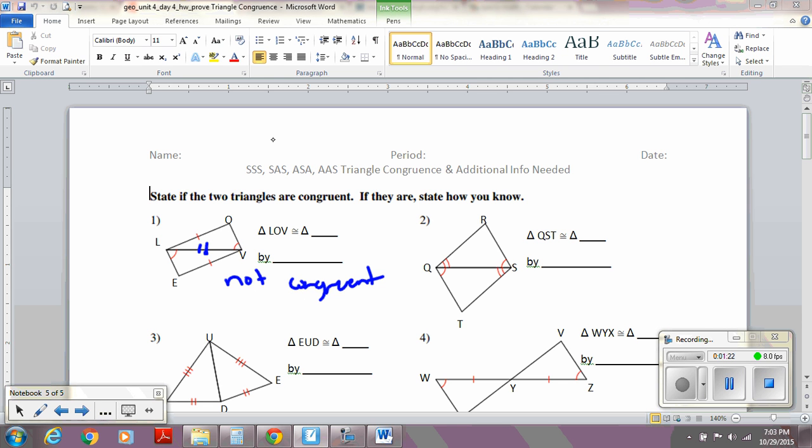And if you look above, our options are side, side, side, side, angle, side, or angle, angle, side. Not side, side, angle. That's not an option. Or angle, side, side, however you want to look at it. Those are two of the non-possibilities.